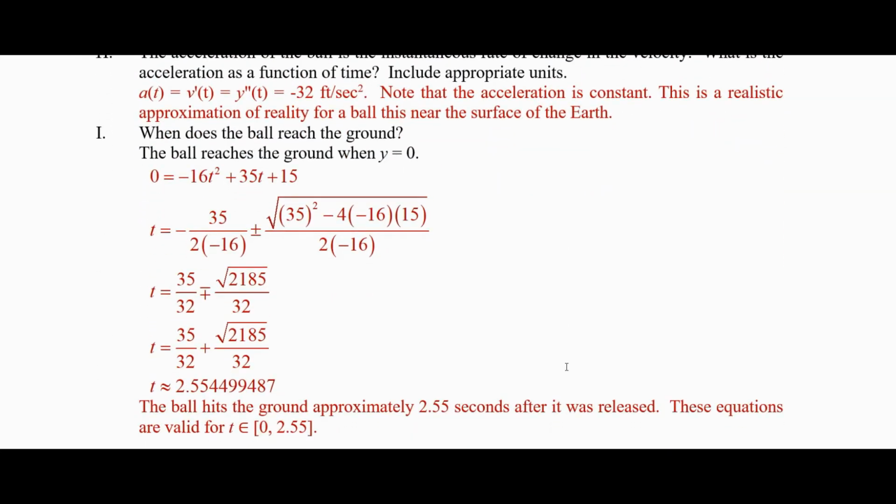When does the ball reach the ground? Well, it reaches the ground when y is 0. Velocity is definitely not 0, but the height is 0. So there's the height function right there. Plug in 0 for y and solve for t. That's a quadratic polynomial equation, so we use the quadratic formula on it, which you can see here. Hopefully you remember how to do that. And you can see the details worked out there.